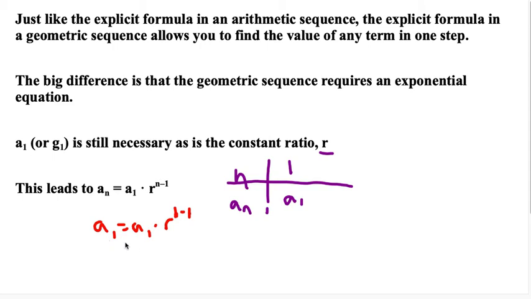value for n in. What is 1 minus 1? Why, it's 0. So I have a sub 1 times r to the 0th power. What is anything to the 0th power? 1. So this is just a sub 1, which is what we hope for. Right? Yay! But that is the big thing to remember: we have to have that n minus 1 as part of the explicit formula for the geometric sequence.